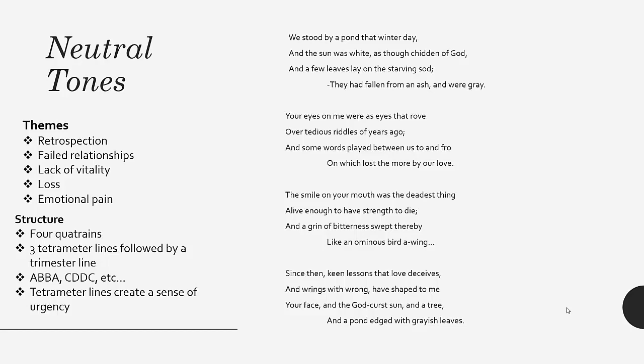Neutral Tones is made up of 4 quatrains. Each quatrain has 3 tetrameter lines and a final trimeter line. The scheme is A, B, B, A, C, D, D, C, etc. This means that the first and last lines of each quatrain rhyme, as do the second and third lines. According to Mary Oliver, tetrameter lines evoke a sense of haste and severity, even discomposure or irritation. The trimeter line can feel even more urgent, moving the poem along and creating a sense of dread.